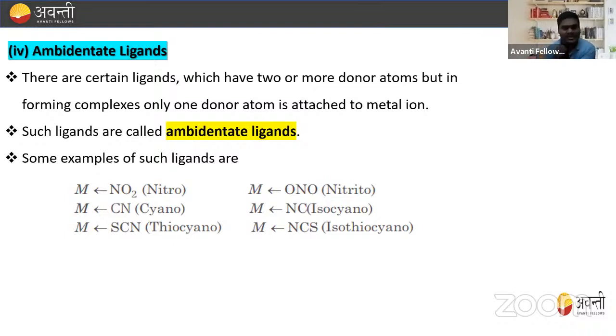But in the ambident ligand, there are certain ligands which have two or more donor atoms. But in forming complexes, only one donor atom is attached to the metal ion. Such ligands are called ambident ligands, right? Some examples of such ligands are NO2 like nitro, cyano, thiocyano, nitrito, and isocyano, isothiocyano, right? So these all are examples of the ambident ligand.